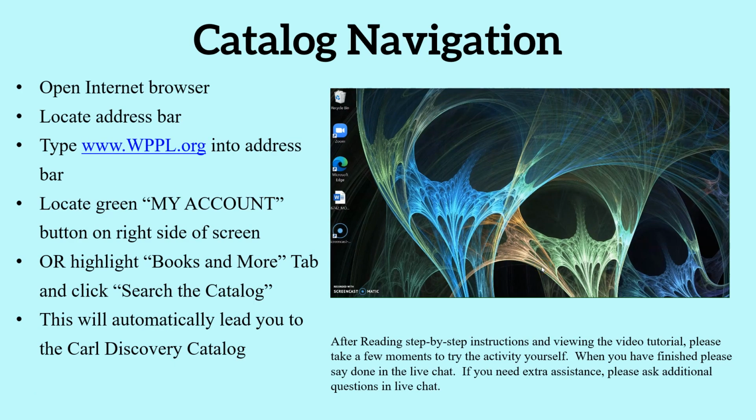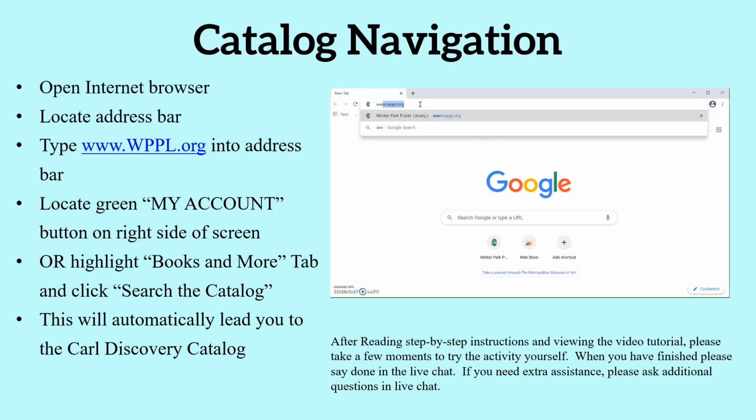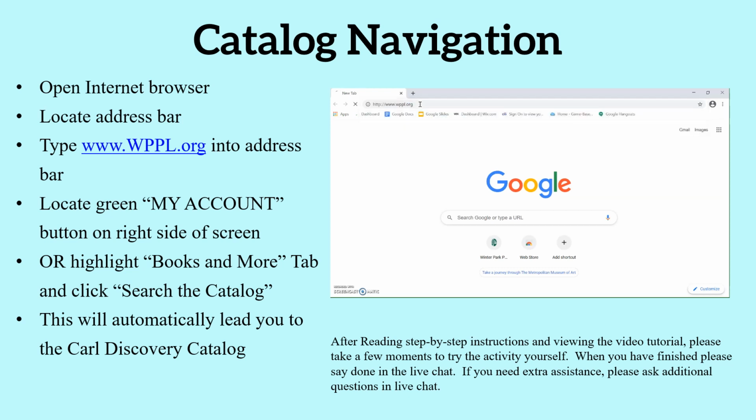Catalog navigation. We're going to begin by navigating from our homepage, wppl.org, to your account in Carl Discovery. We'll begin by opening up an internet browser. From here, we'll locate the URL address bar at the top of the screen. Once we locate this, we'll type in the URL for our homepage, which is www.wppl.org, and then we'll press enter.